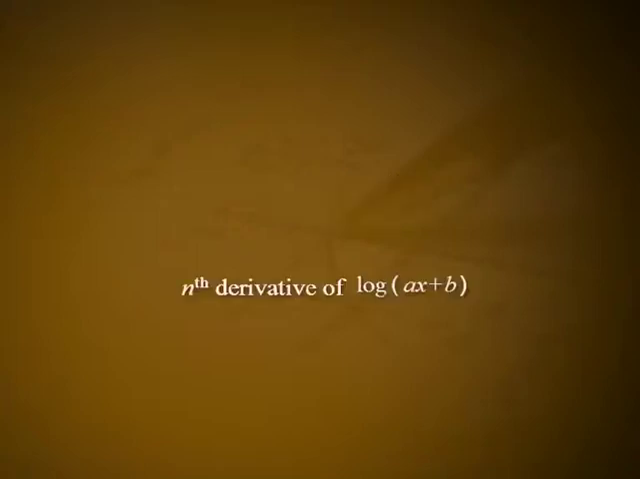Fourth one, nth derivative of log ax plus b. Let y is equal to log ax plus b. Then proceed as in the above cases, we obtain the nth derivative as yn is equal to minus 1 raised to n minus 1, a raised to n into n minus 1 factorial all divided by ax plus b all raised to n. Fifth one, nth derivative of sin ax plus b and cos ax plus b.